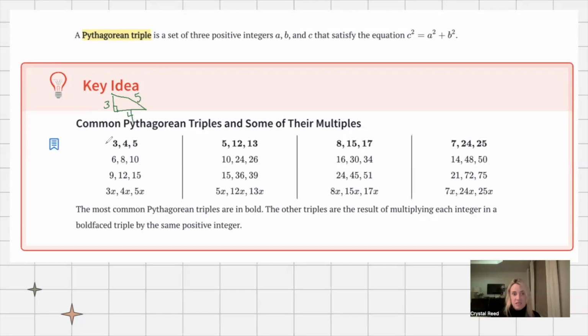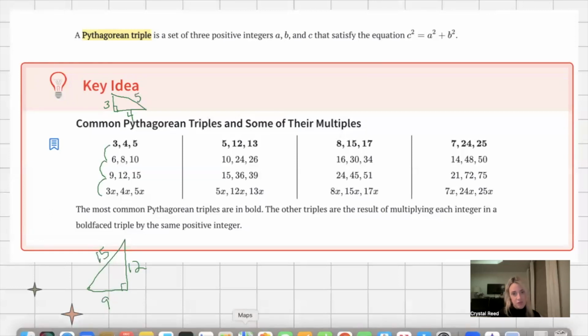These are just multiples of the Pythagorean triple. We double these numbers. We triple these numbers. So any multiple of those numbers will also work. So for instance, you have a triangle that looks like this. Maybe we know this side is 15. This side is 12. What would the other side be? It would have to be 9, because it's the Pythagorean triple.